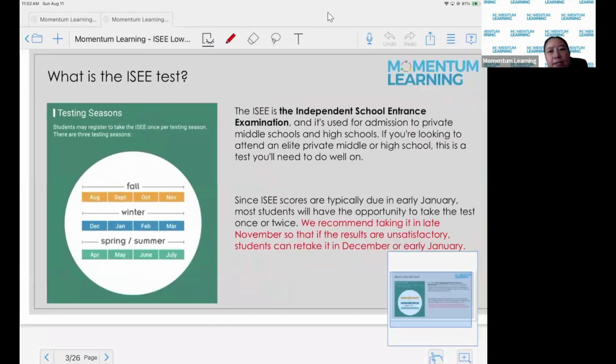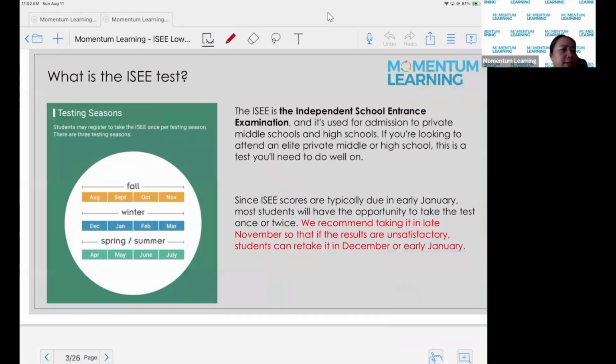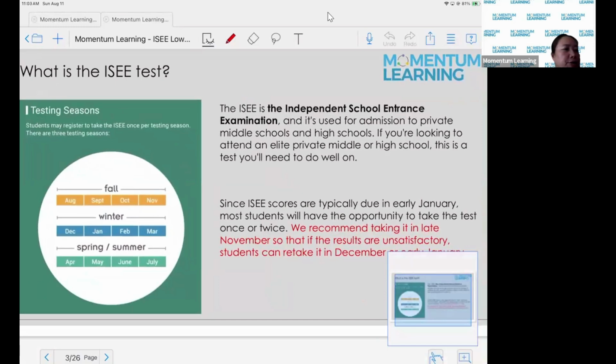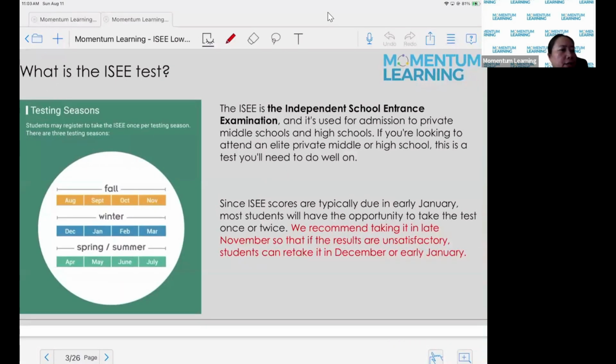What is the ISEE test? To expand, it is the Independent School Entrance Examination. It is used for admission to private middle schools and high schools. And this is the lower level math, so it's for entering the lower grades. If you're looking to attend an elite private middle school or high school, this is the test that you need to do well on.